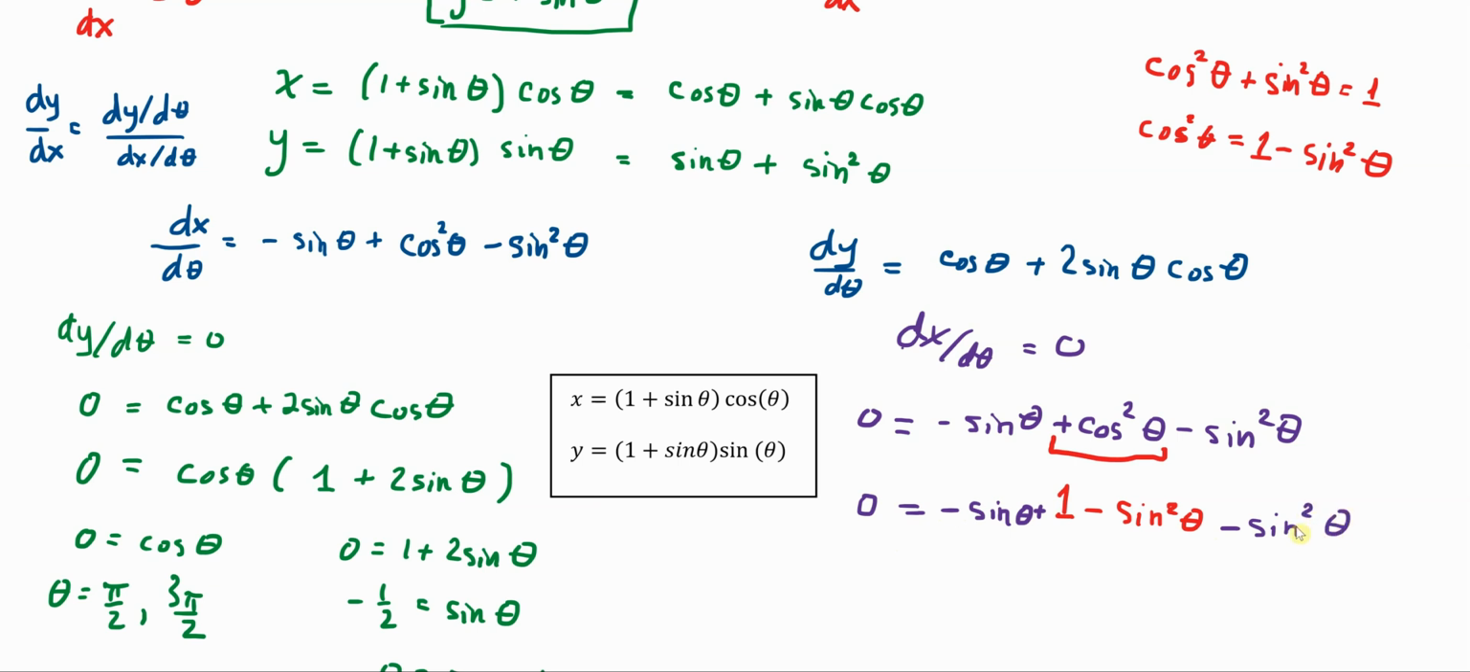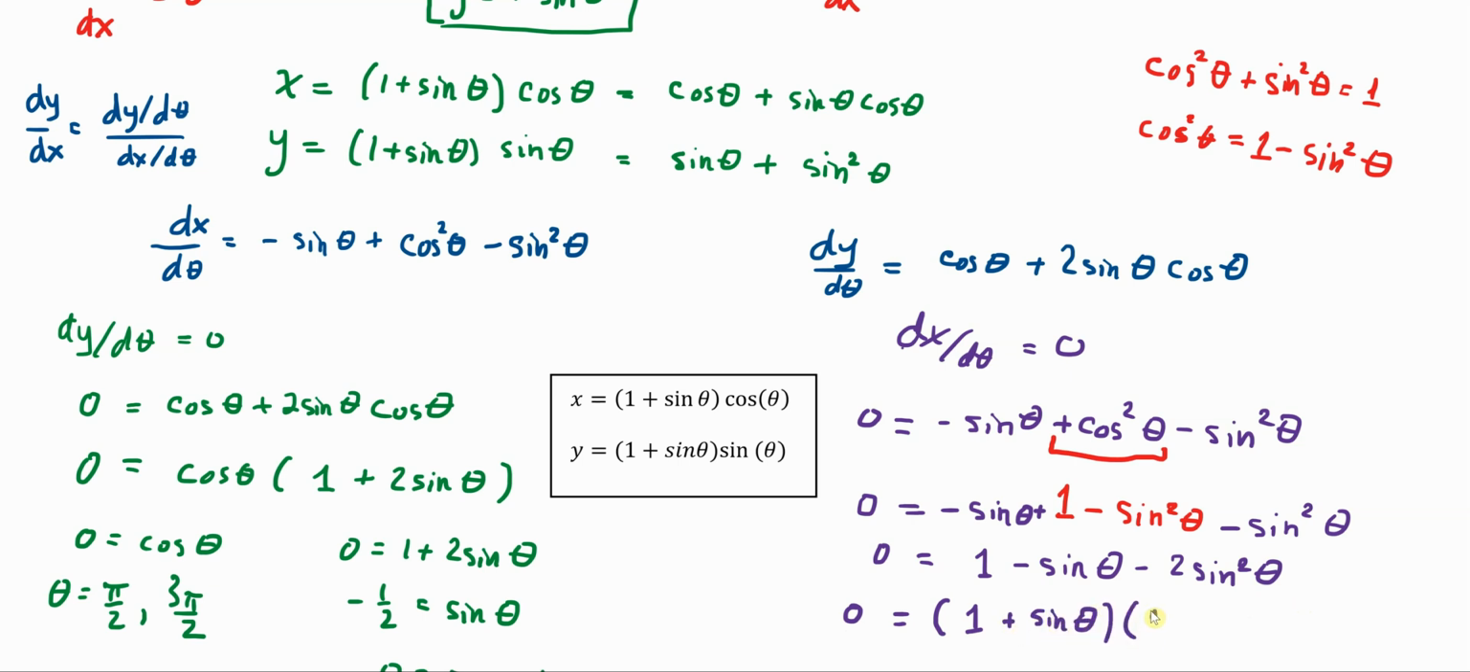Let's simplify or combine our like terms here. So I get 0, and I'm going to rearrange things a little bit, is equal to 1 minus sine theta minus 2 sine squared theta. And then you see here, we actually have nothing more than a quadratic where sine of theta is the variable. So we can factor that like we would most quadratics. This is going to factor into 1 plus sine theta.